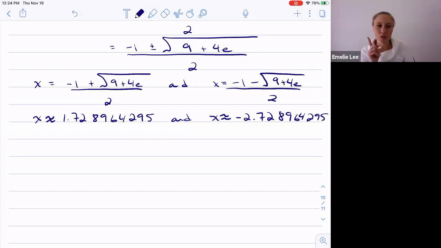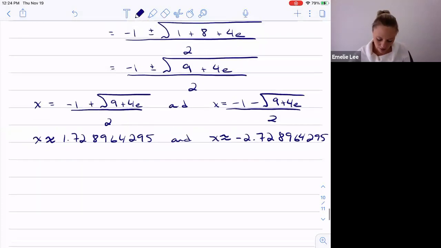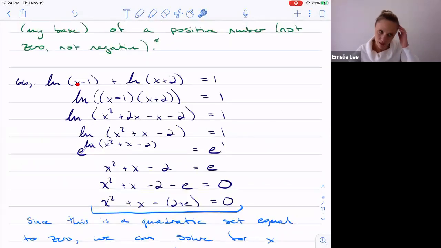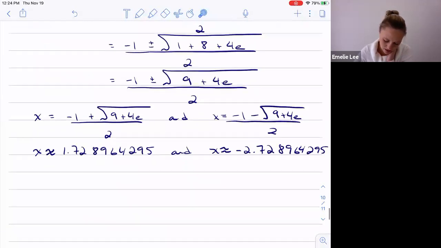But we can't have a negative, right? So we need to check which of these x's in the original equation would give us a negative number. Negative 2.7 minus 1, that would give us a negative number, so we can't have it. Negative 2.7 plus 2 is still negative, so that's a no-go. So that negative number is not an option. Because I'm subtracting 1, I just want to make sure that the other solution is an option. 1.72 minus 1 is still positive, so that's good. And then, of course, this negative didn't work, like we said.